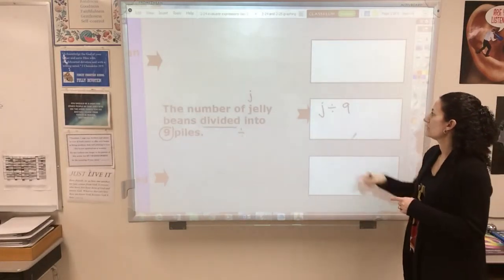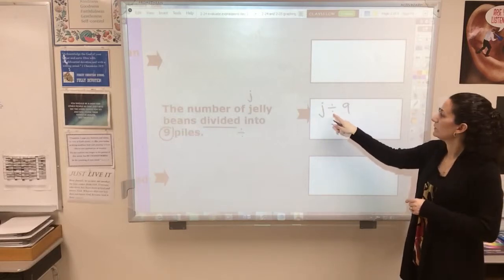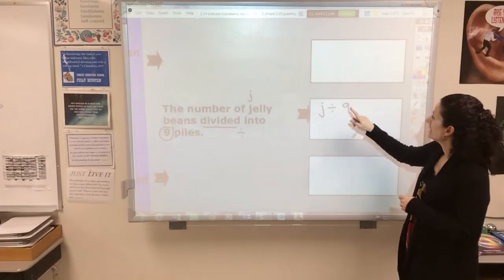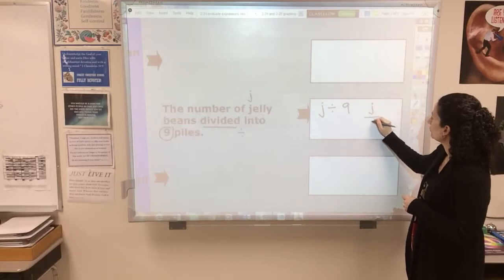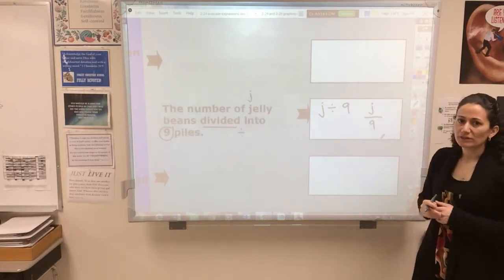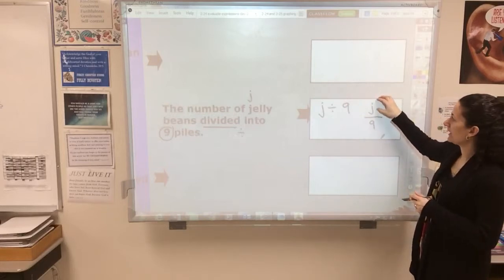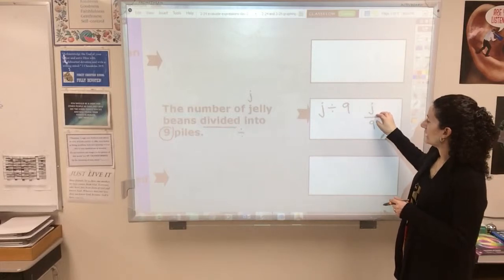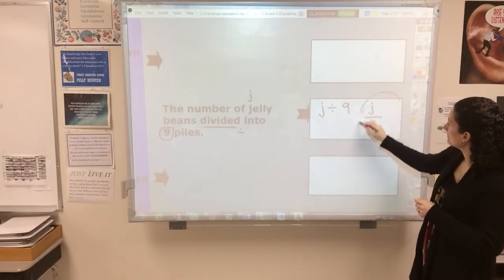Now, in algebra, we no longer use a division symbol. So I want you to take note of something else. If you have to show division, I want you to use a fraction bar. J divided by 9 looks like this: J over 9. And order is important, so whatever the dividend, the number you're dividing, goes on the top. Okay, so J divided by 9, J over 9.